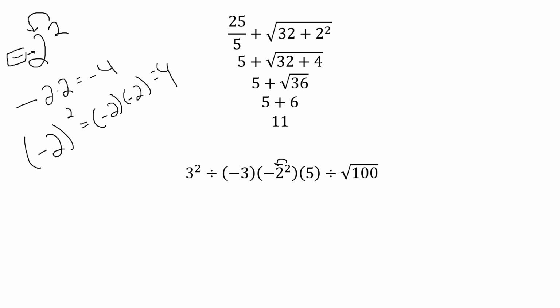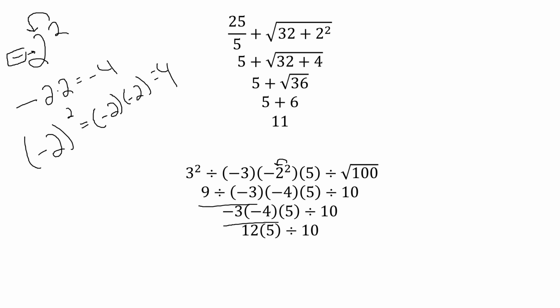Okay, so 3 squared is 9. Negative 2 squared is negative 4, because the negative's not getting touched. And then the square root of 100 is 10. Now here's where mistakes are made, because we want to multiply all this first and then divide. But the truth is multiplication and division are done together from left to right. So we're going to do this. That gives me negative 3, 9 divided by negative 3. And now we just work left to right. Negative 3 times negative 4, 12 times 5, 60 divided by 10, and you get 6 for your final answer.